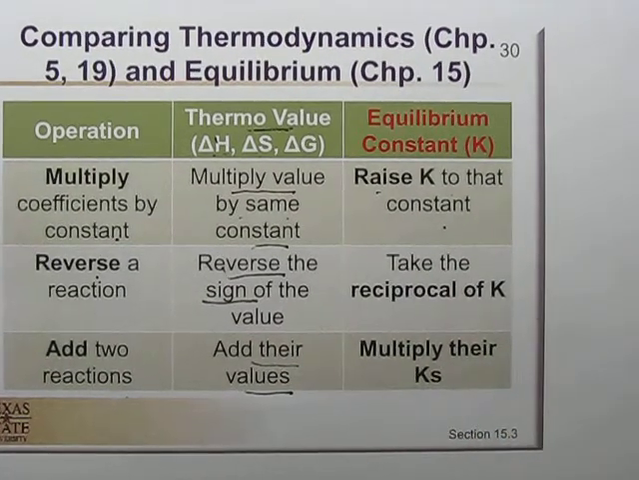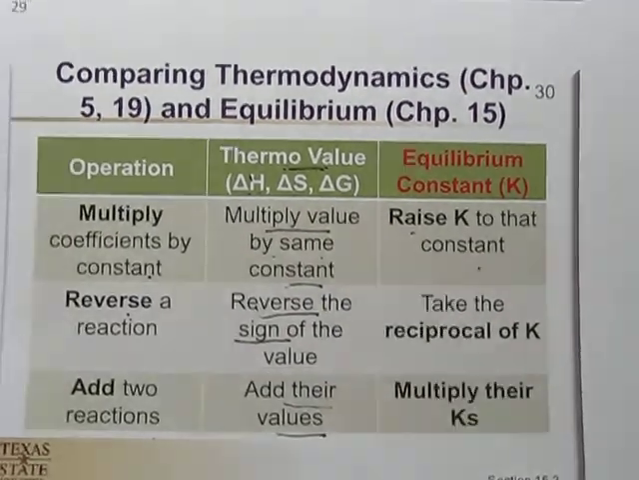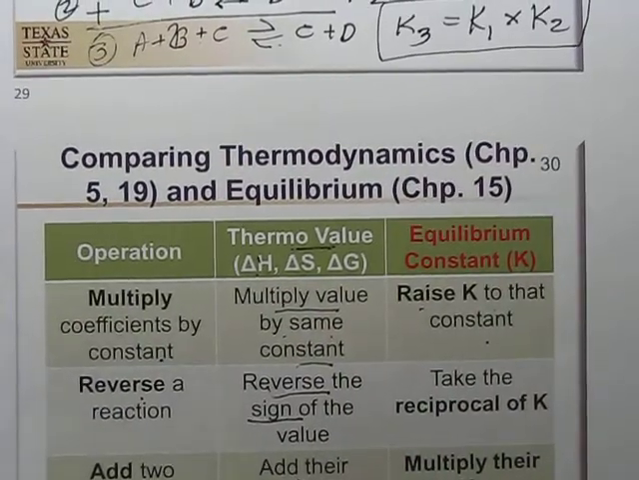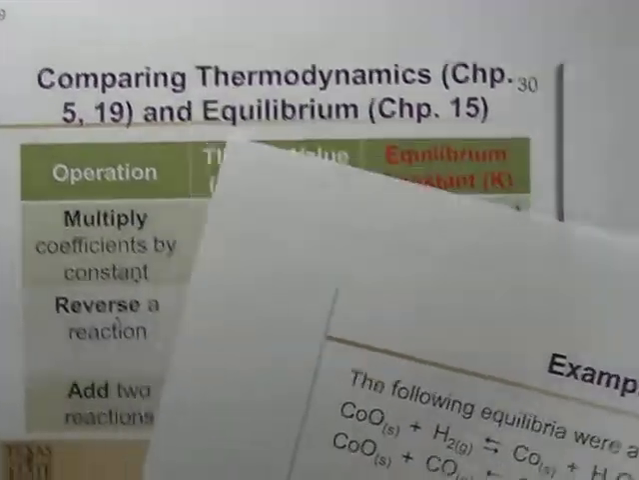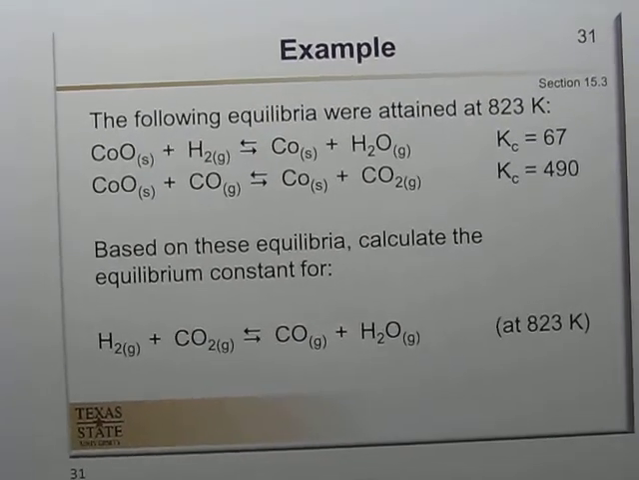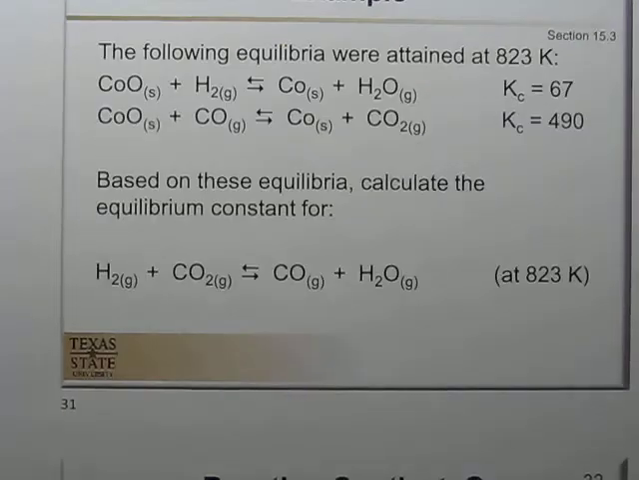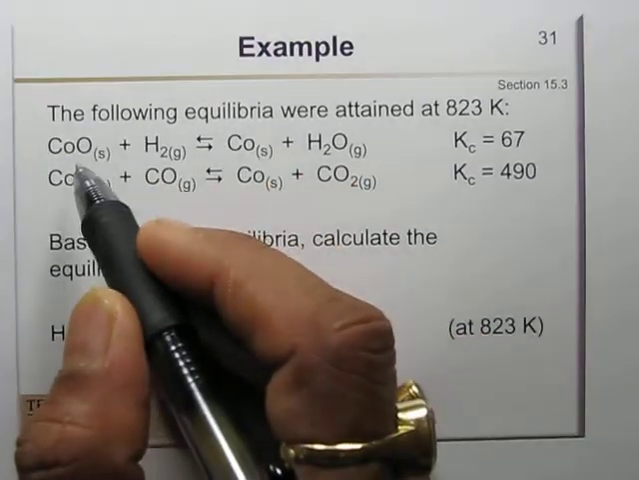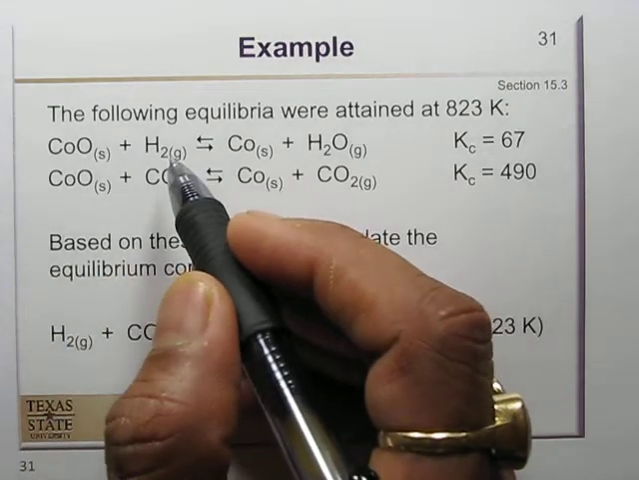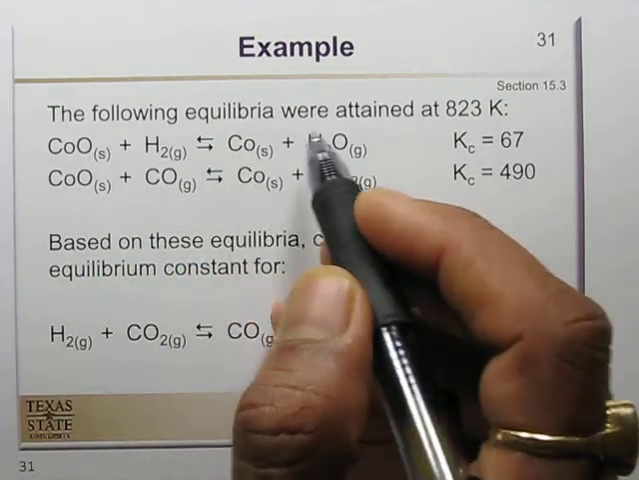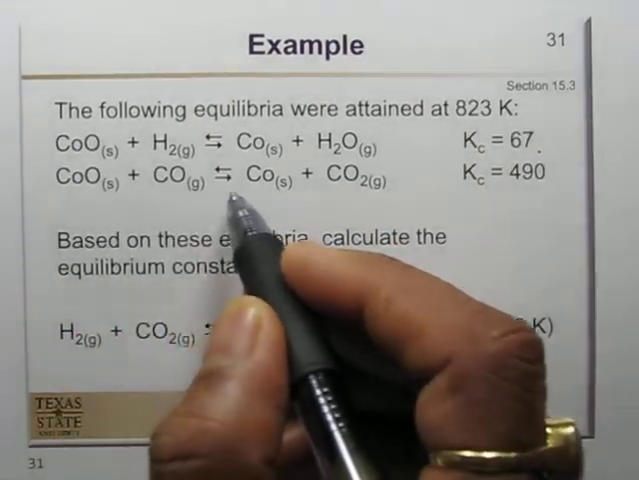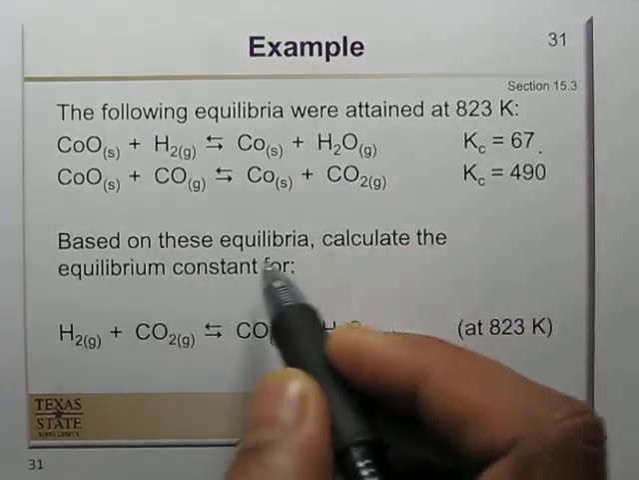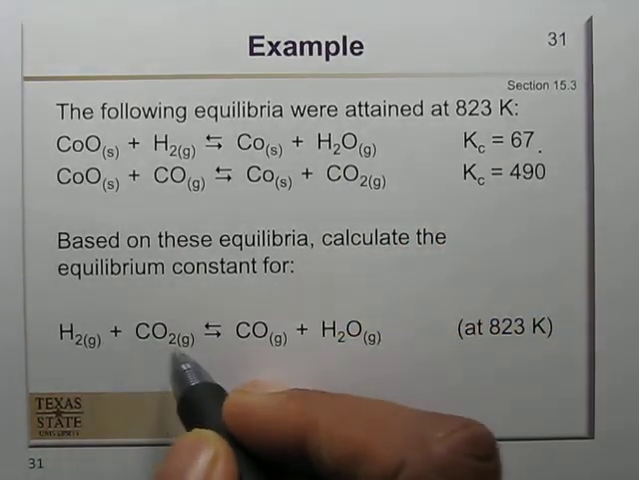So these were some math manipulations, how we will handle these. Next we'll solve one question, then you can understand better. For example, we have this reaction where cobalt oxide is reacting with hydrogen to make cobalt plus water, and Kc for this reaction is given. Then here is another reaction. Based on these reactions, calculate the equilibrium constant for hydrogen and carbon dioxide gas.